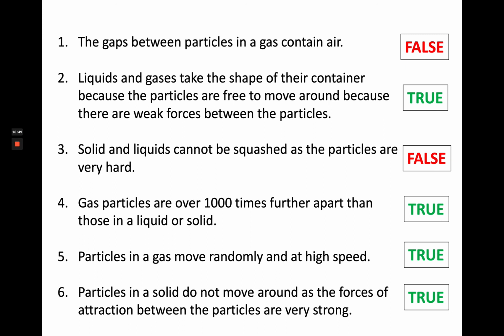And it is also true that the reason that particles in a solid are not moving around, it doesn't say that they're not moving, it says they're not moving around, because we've got to remember we describe the motion of particles in a solid as being vibrating about a fixed point. So you must have both of those parts in any description of the movement of particles in a solid. But here, they're not moving around, and the reason is because the forces of attraction between them, the stickiness, if you like, is very strong.